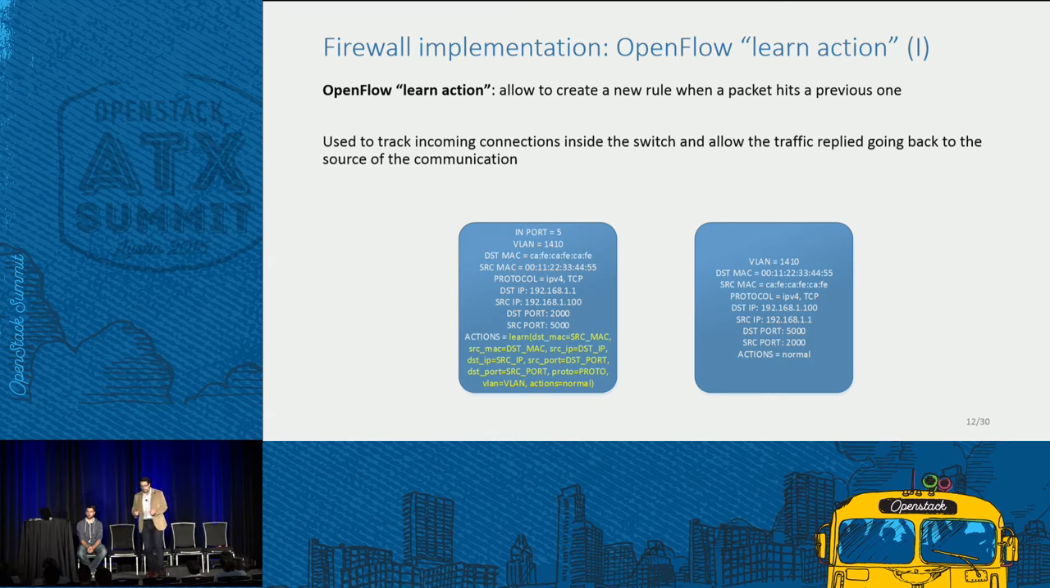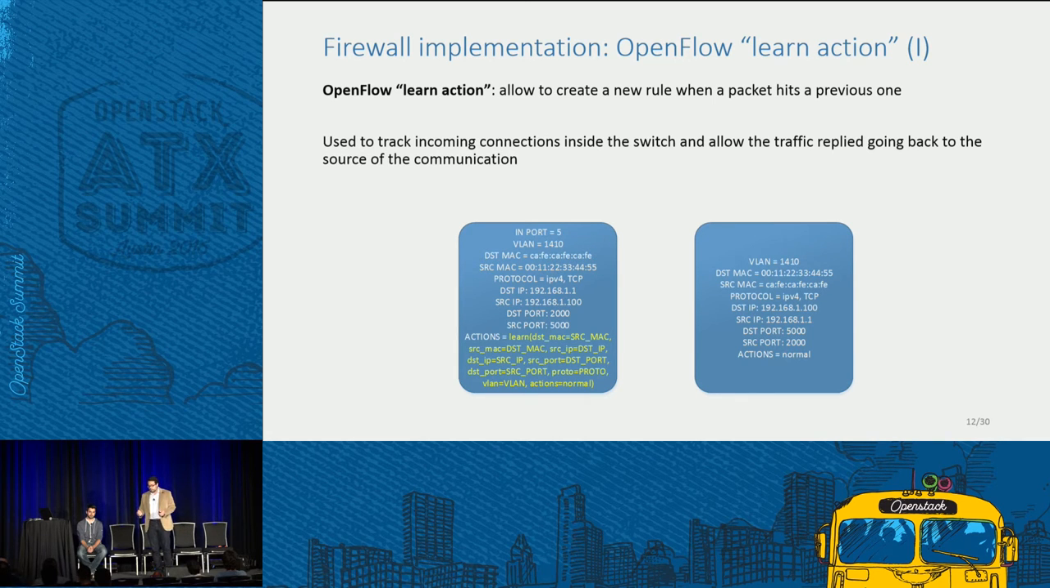How are we using the learn action to implement this firewall? It's very simple. When you create a rule inside a firewall, you are allowing, for example, some traffic going inside the firewall and then going inside, for example, a virtual machine. But of course, you need the traffic to go back to the source of this traffic. How can we manage this, not creating manually new rules just to allow the traffic to go back to the source? Very simple.